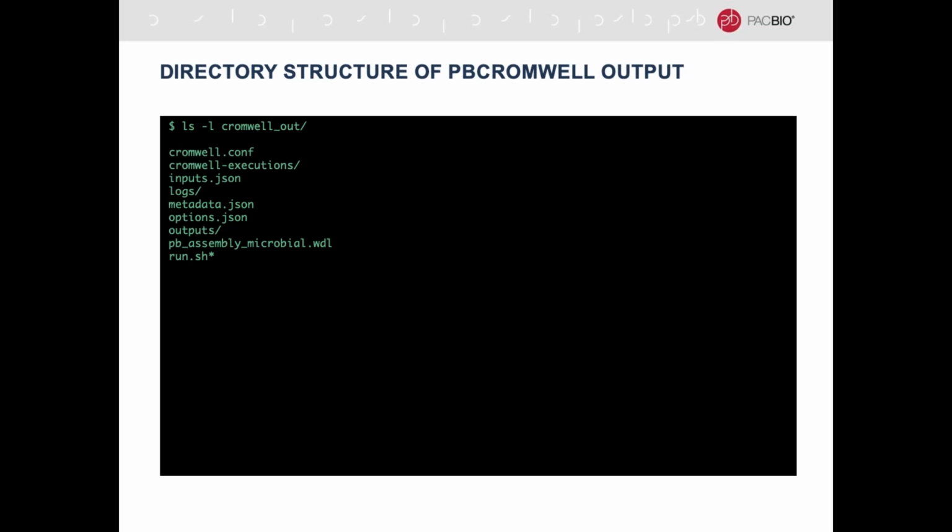Once you finish running the PBCROMWELL pipeline, you'll see an output folder like this that contains the Cromwell configuration file, a directory of all of the executions, all the steps in the pipeline are contained in that Cromwell executions directory, your inputs JSON, a logs directory, metadata, options, the outputs, which is pretty important. That's one you will most commonly use. The workflow description language file that describes the actual pipeline Cromwell ran, and then a running shell script.